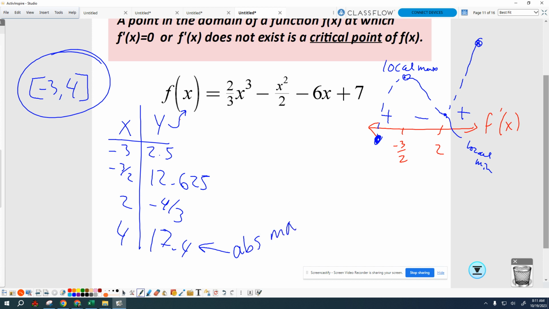The absolute maximum is about 17.4. When did it happen? At the endpoint of 4. Where's the absolute minimum? The absolute minimum is negative 4/3. Where does it happen? At x equals 2.